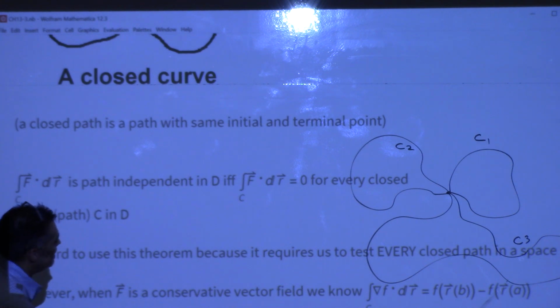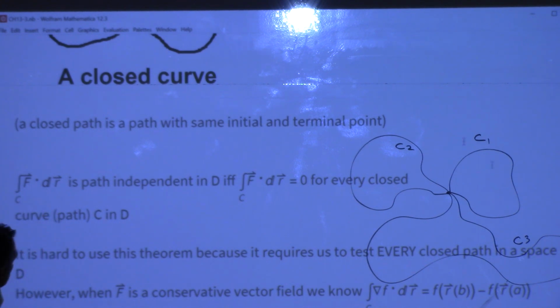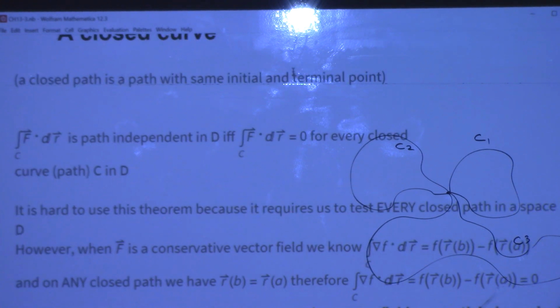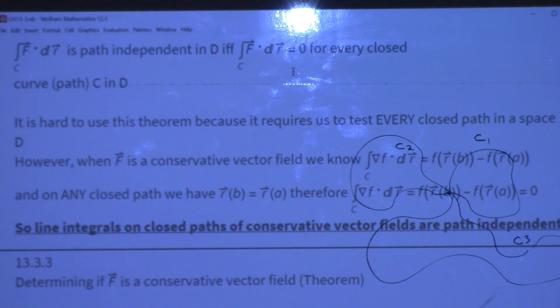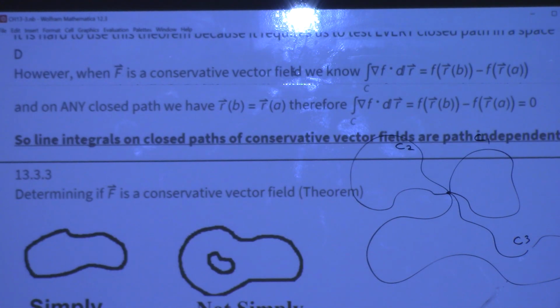So this theorem is actually good, but it's not what we really need. Okay, what we really need, let me see here, is this right here. This part right here is really the part we want to take away.